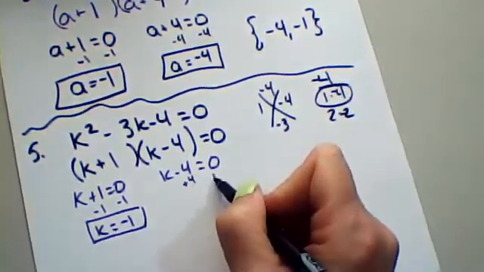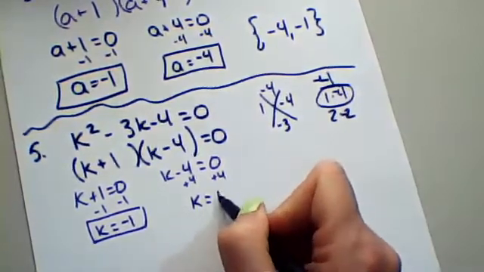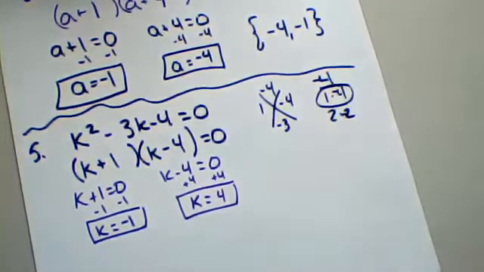Add 4 to both sides. K equals a positive 4. All right, so that is our solution.